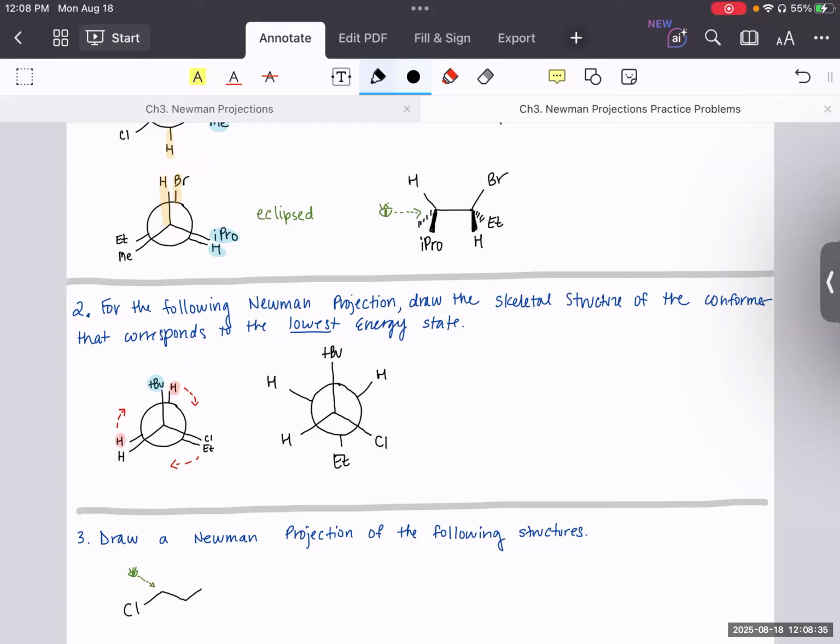Next, we can convert this to a skeletal structure. For this, similar to the previous question, we'll draw in that middle carbon-carbon bond. Next, we're going to take the t-butyl and the ethyl group and draw them out opposite sides of each other. And we want that t-butyl group pointed up because it's up in that Newman projection.